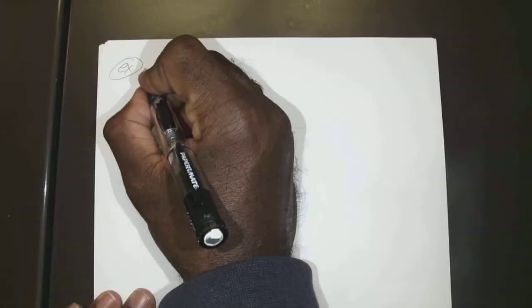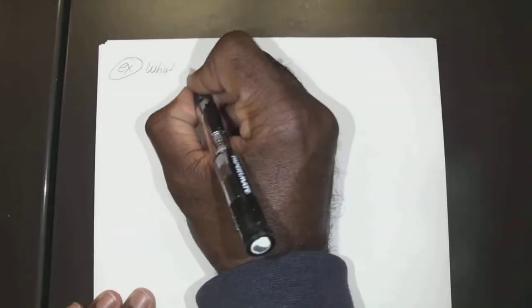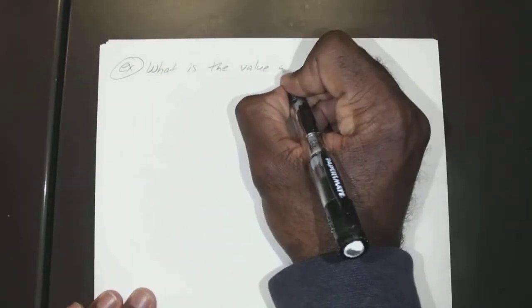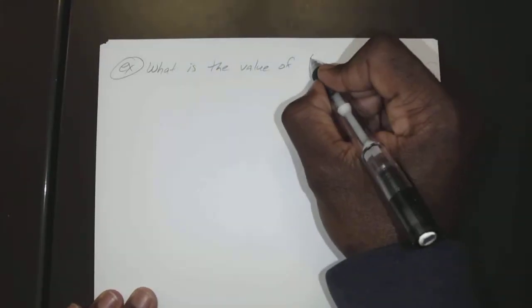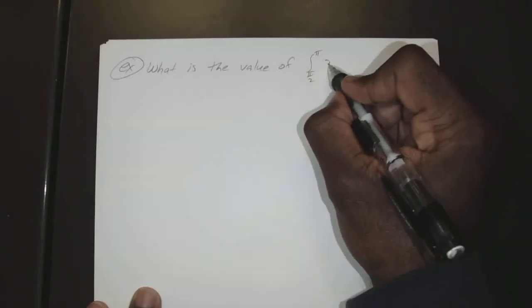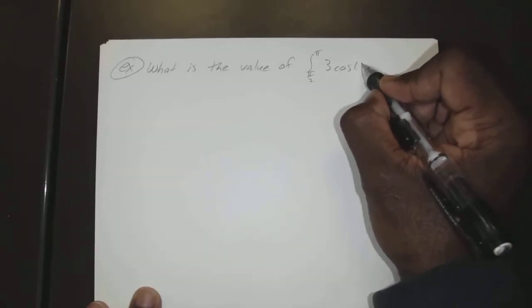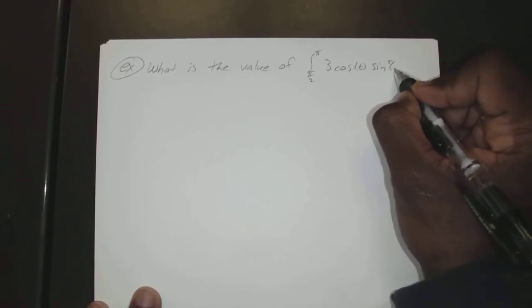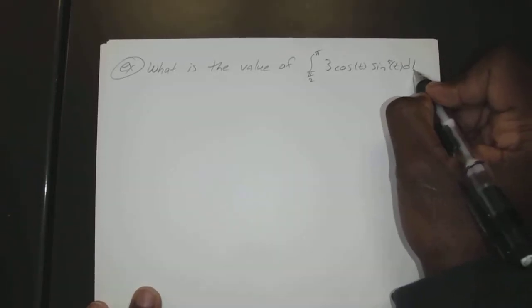Okay, so for example, what is the value of the integral from pi over 2 to pi of 3 cosine of t times sine 5 of t with respect to t?